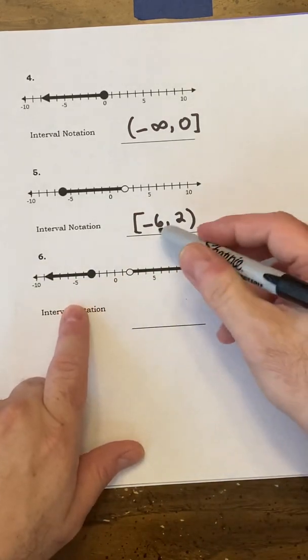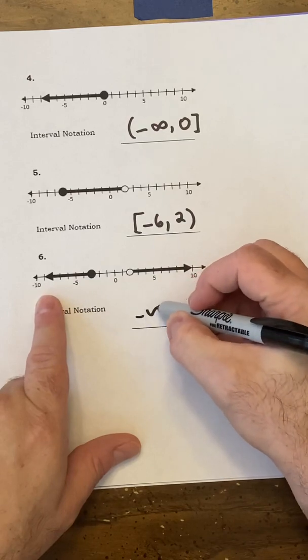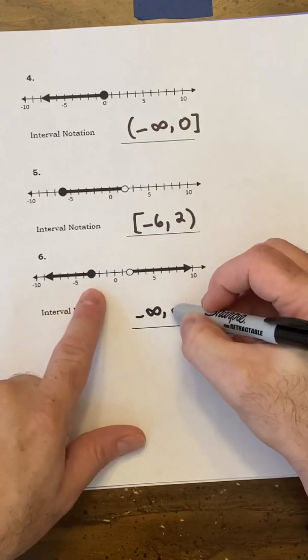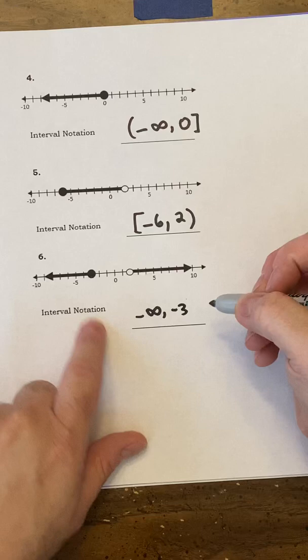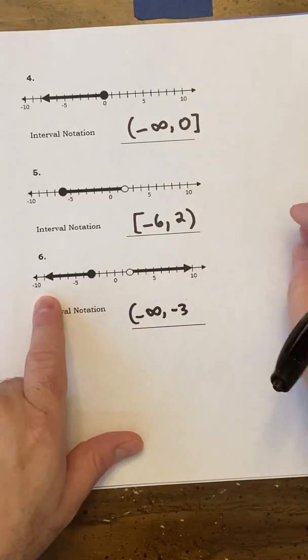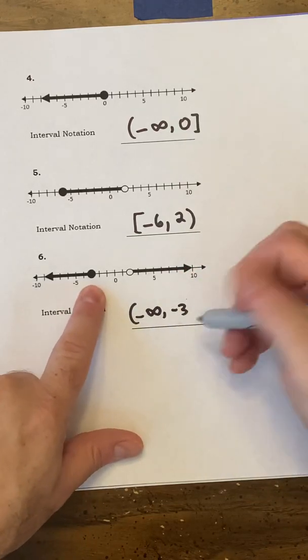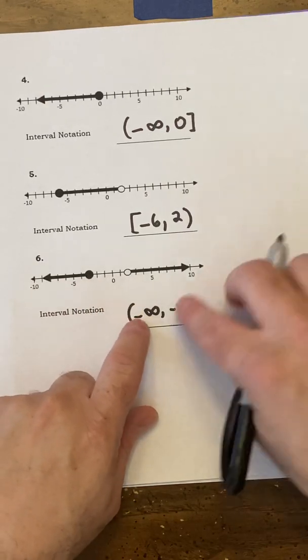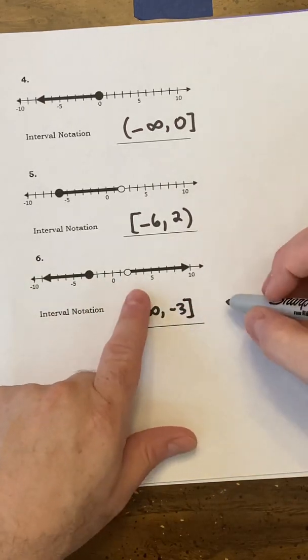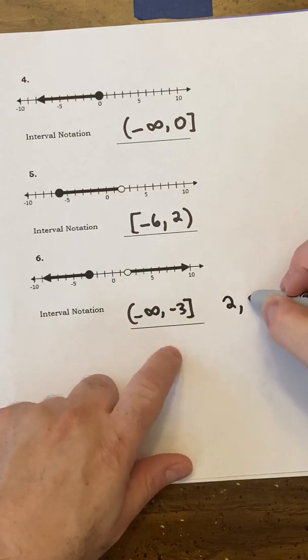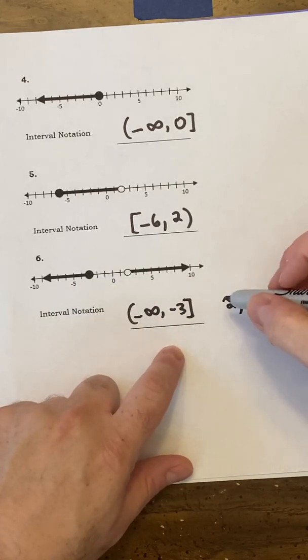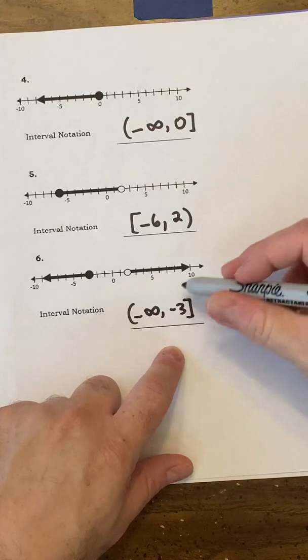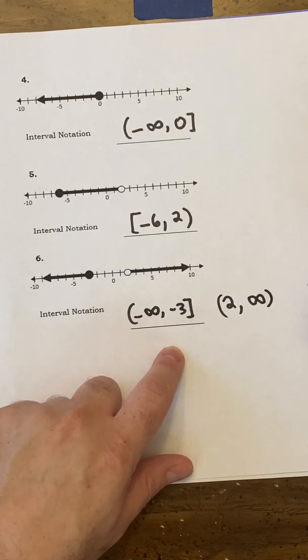We're going to write two sets. We're going to go from -infinity all the way up to -3. Remember, infinity is not included, so we use the parenthesis. -3 is included, so we're going to use that square bracket. Then we have another set of numbers. That set of numbers starts from 2 and goes to infinity. 2 is not included, so we use the parenthesis, and for infinity we always use parentheses.